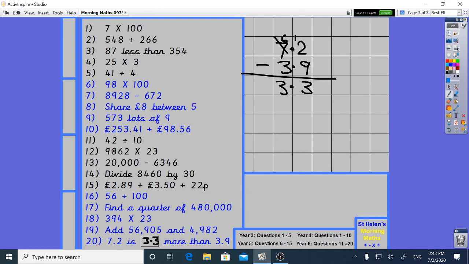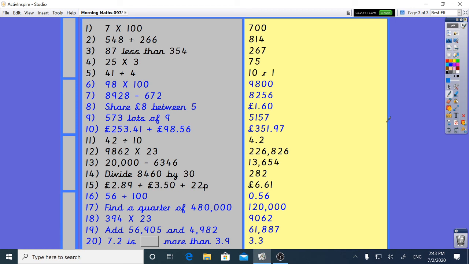3.3. Here come the answers. 3.3 was the last one. So pause here if you need to check your answers, and I'll see you next time for day 44 next.